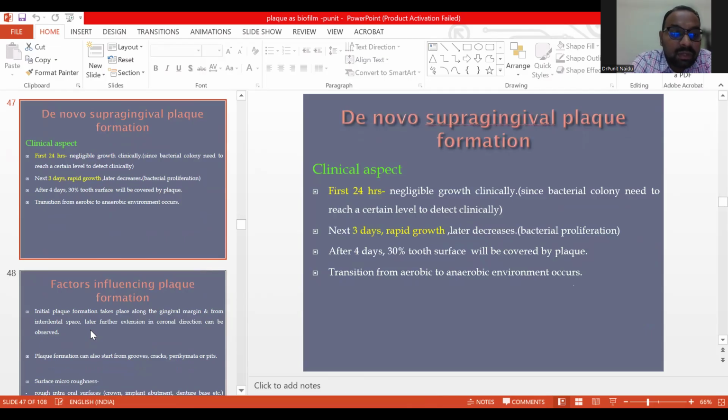The clinical aspect of supragingival plaque formation: in the first 24 hours, there is negligible growth. That means the bacterial colony needs to reach a certain level to be detected clinically. In the next 3 days, there is rapid growth. And after 4 days, 30% of the tooth surface is covered by plaque, and there is a transition from an aerobic to an anaerobic environment.